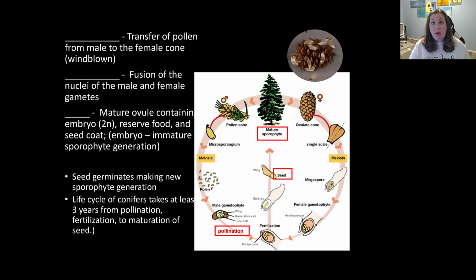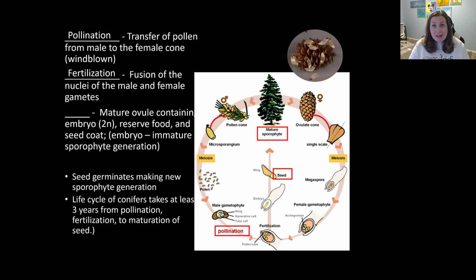So this transfer of pollen from the male to the female is known as pollination. Okay, so if we are transferring the pollen from male to female, it's pollination. Now, most of these plants are going to utilize the wind. The wind is going to help them with their pollination. When the actual fusion of the nuclei of the male and female gametes occurs, we call this fertilization.